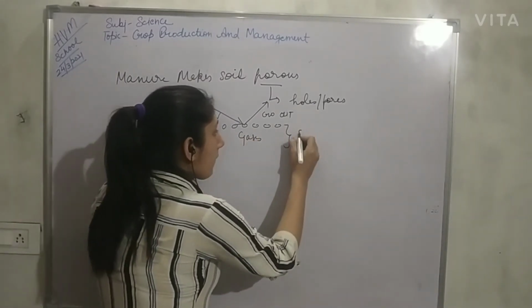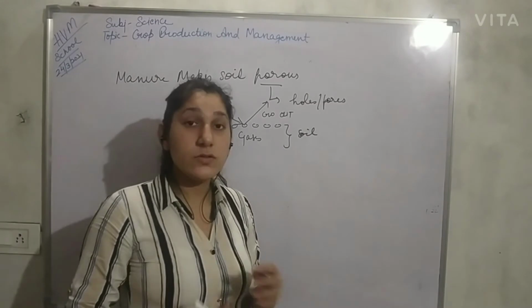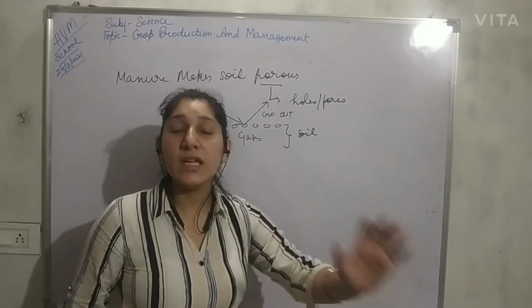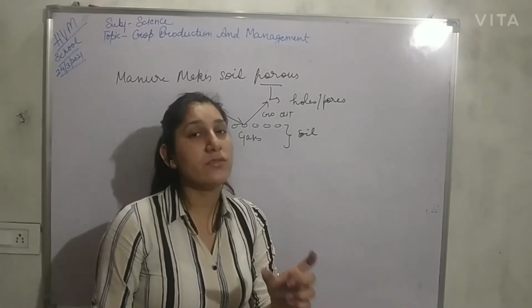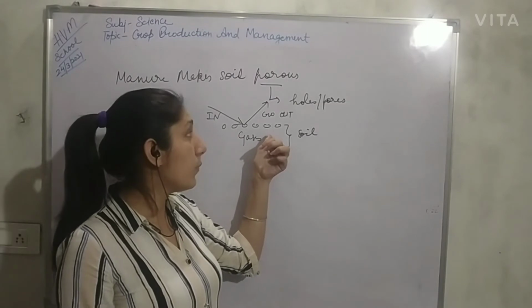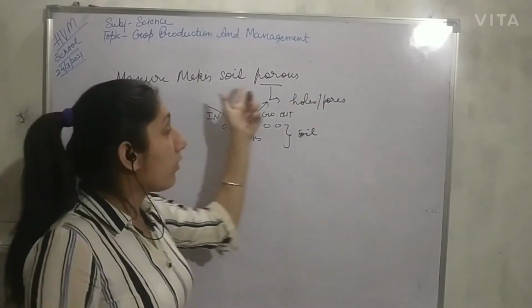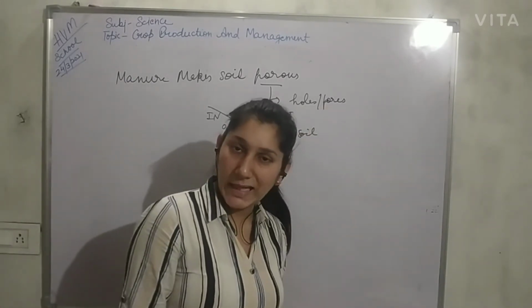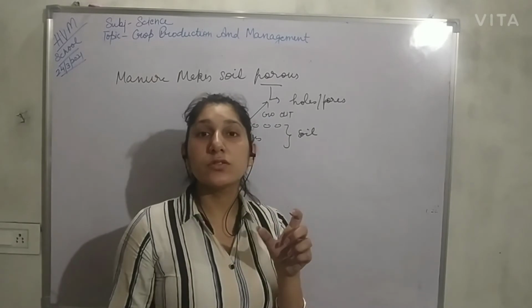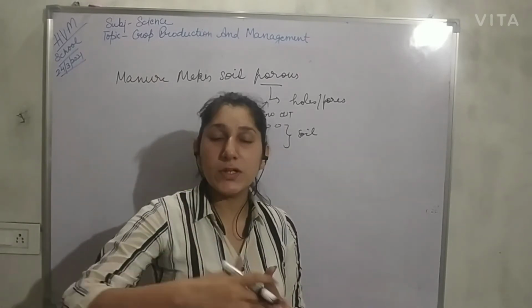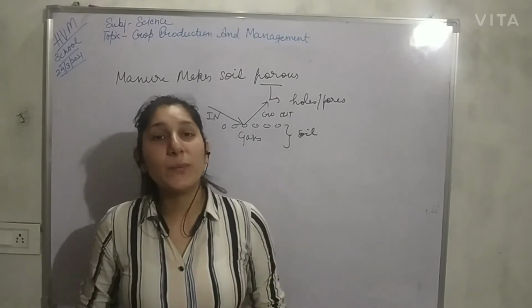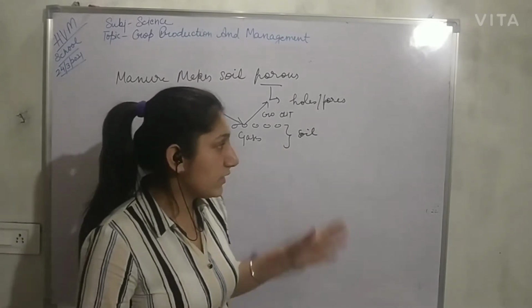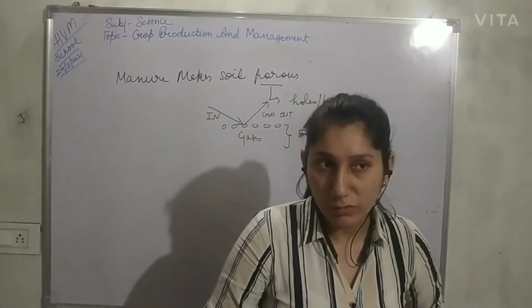So the soil has to be more porous. The more pores there are, the more easily the gases can be exchanged. So this exchange of gases takes place through the pores, and manure makes the soil more porous so that the exchange of gases can take place easily. So this is also the advantage of manure over fertilizers. Fertilizers do not make the soil porous, but manure makes the soil porous. So these were the advantages of manure over fertilizers.